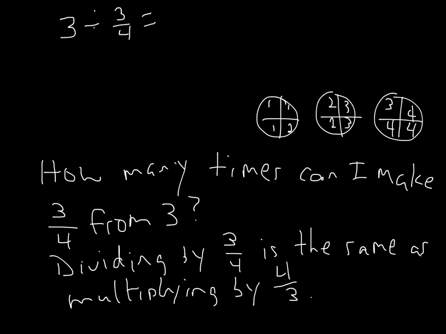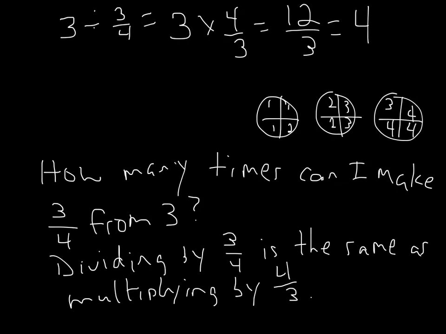And so actually we could do 3 times 4/3 to get our answer. And that gives us, if we don't cross simplify, 12/3, and 12/3 is 4. It's the same thing we got here at the bottom, that we could feed 4 people. In fact, we could check our answer. 4 times 3/4 is 12/4. 12/4 is 3. And so we know we've got it right.